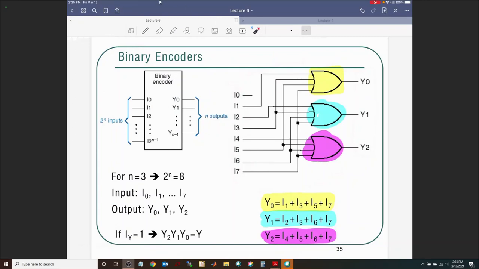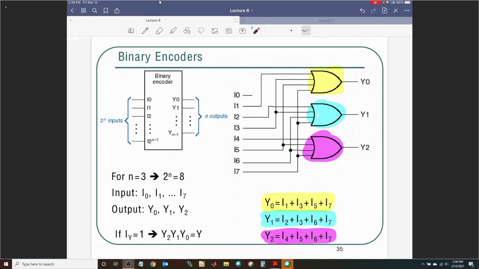There's a question in the chat box. Can you chain encoders to make larger ones like you can? Absolutely right, Ryan. We are going to take a look at those ideas. Maybe not with examples, but I'll certainly talk about how you could cascade encoders. But you're on the right track. You can absolutely do that to build bigger encoders.